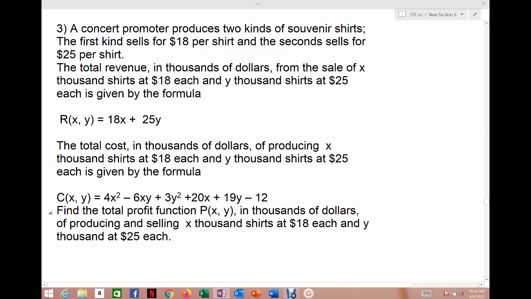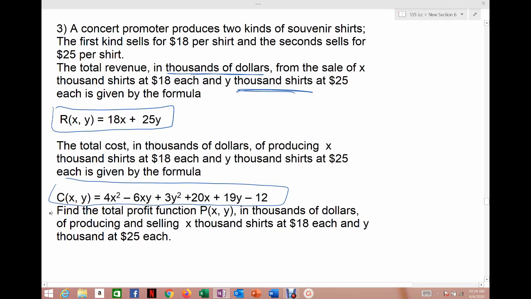Alright, we've got a concert. They produce two t-shirts. A cheaper version, which is $18, and a more expensive version, which was $25. And so the revenue generated from the sale of each of those, in thousands of dollars and thousands of t-shirts, is given by that revenue equation. The cost is given by this equation. Again, keeping in mind everything's in terms of thousands.